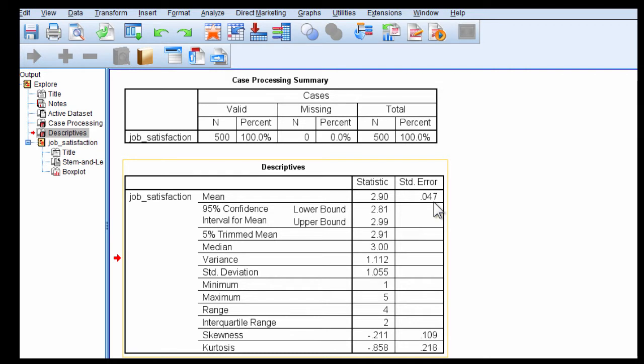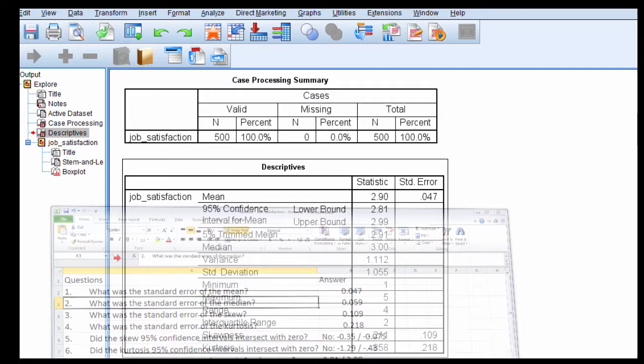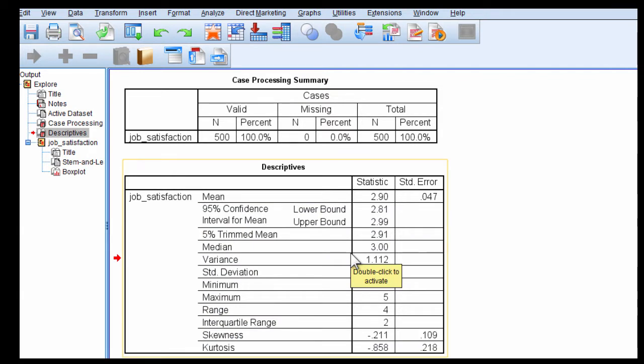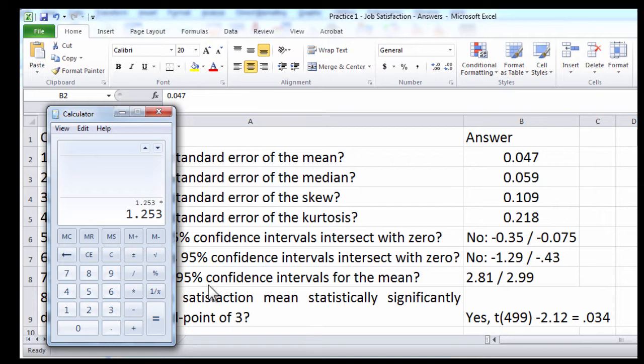Now the second question was, what was the standard error of the median? To my knowledge, that is not actually possible to get in an automatic way in SPSS. But if you look through the textbook, you'll see that the standard error of the median is very closely related to the standard error of the mean. In fact, all you have to do is multiply the standard error of the mean by a value of 1.253, and that gives you the standard error of the median. So in this case, when you multiply 1.253 times 0.047, you get 0.0588, and rounded up, 0.059.